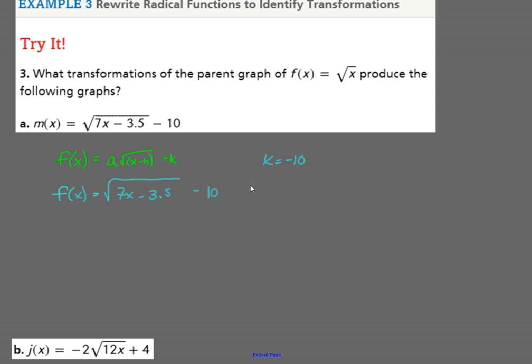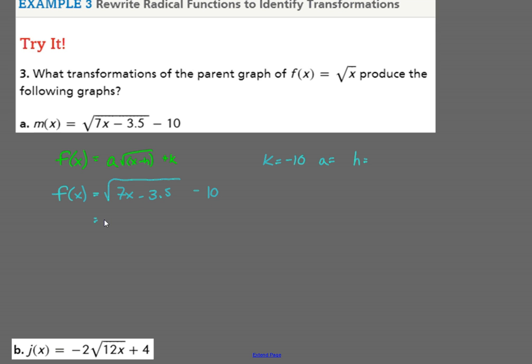We know that already. I need to know what a is, and I need to know what h is, because those are my vertical stretches, transformations. If I can label all of these, I know what my transformations are. So what I notice is this 7 in front of my x. I can't have that. There is no number in front of the x on the original, this green function, so I can't have it here. So I'm going to factor that 7 out.